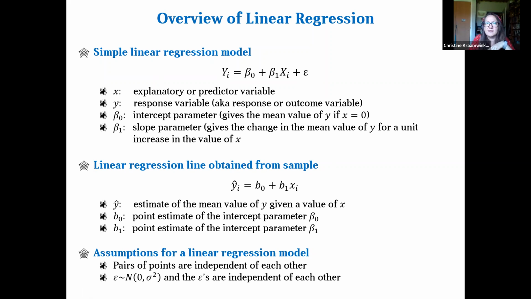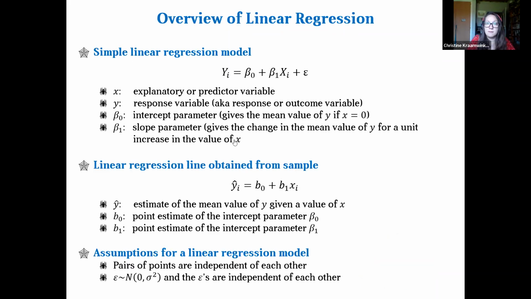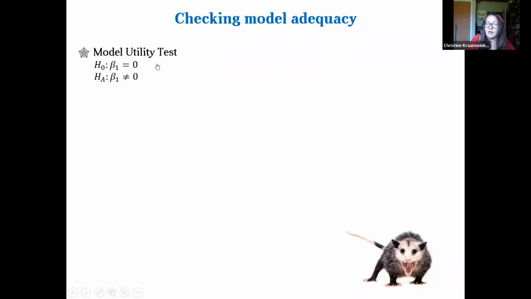Now, if we look at model accuracy, I think you can all guess what data set we'll be using today. We're going to look at a few different things. So the model utility test, all I'm going to tell you about this test is that we're looking at the slope parameter. If we go back to that model, it's this parameter here. We want to check using the model utility test that that is a significant parameter.